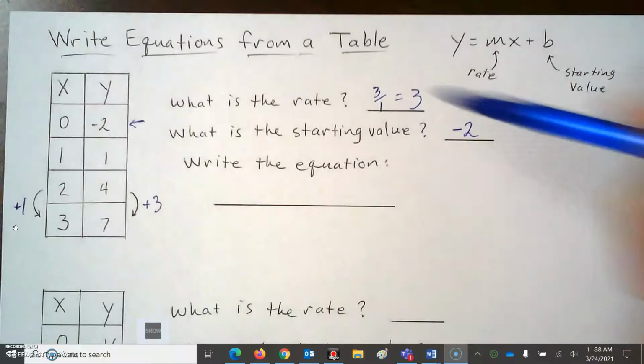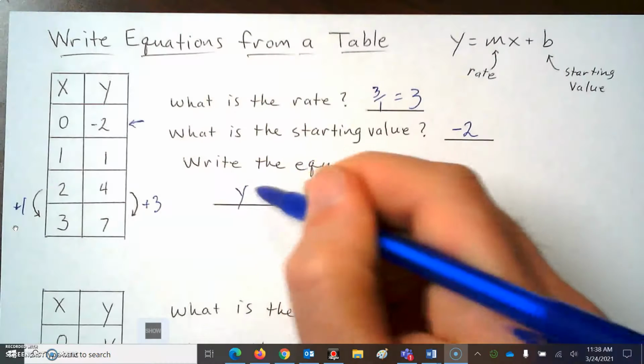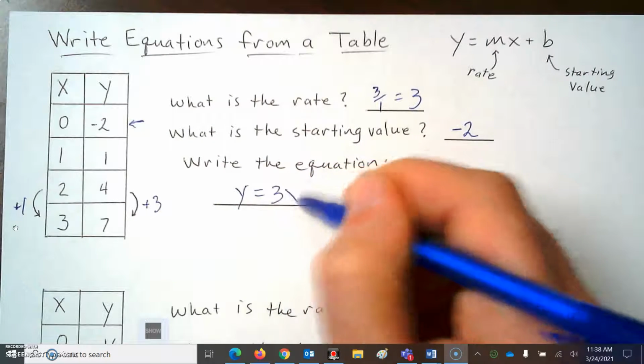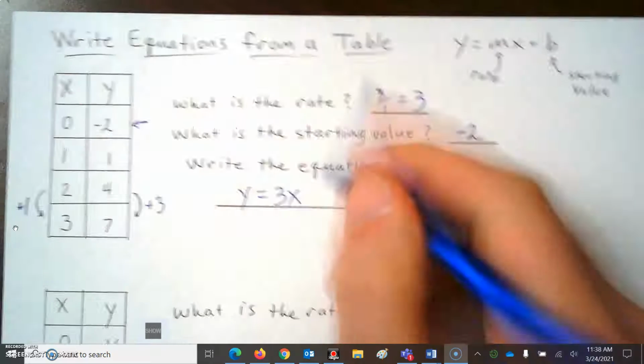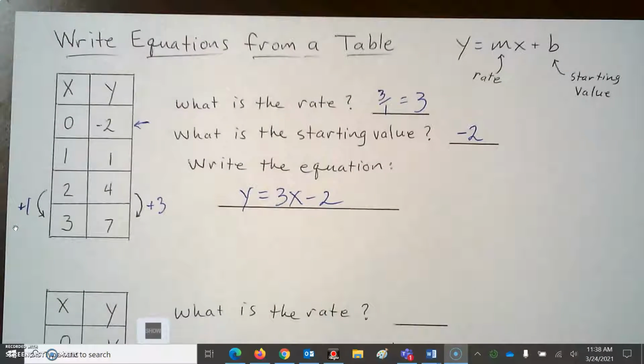Well, we have the rate, we have the starting value. I can write the equation now. The rate or the slope goes here. The y-intercept goes on the end.